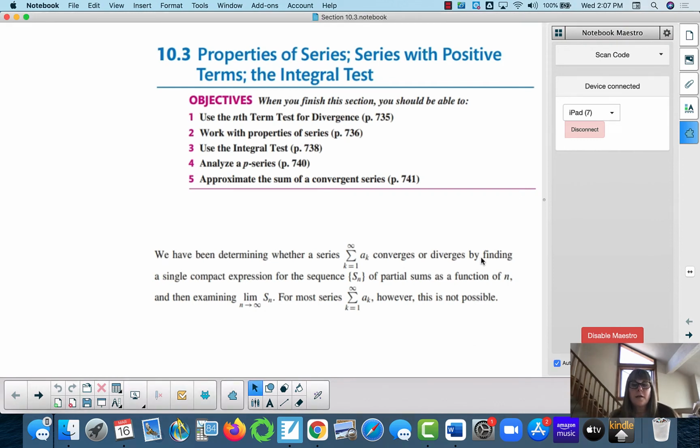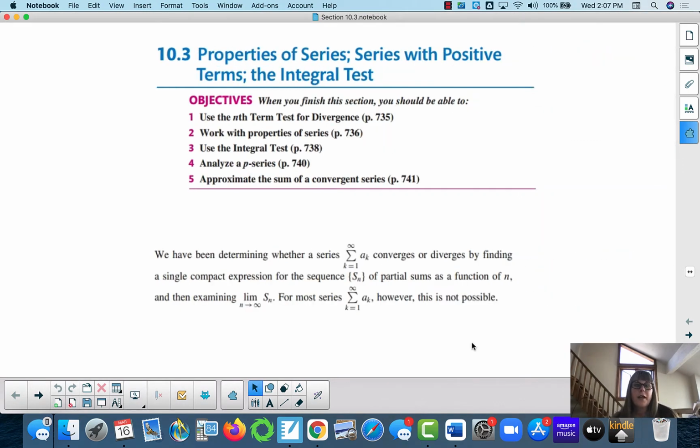So in the last couple of videos, we had to come up with a formula with n and use limits in order to determine if the series converged or diverged. Now we're going to look at ways to figure that out without doing that, for ones where it's not possible to make that formula.